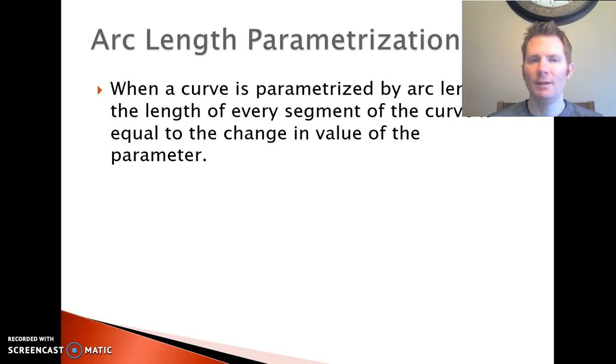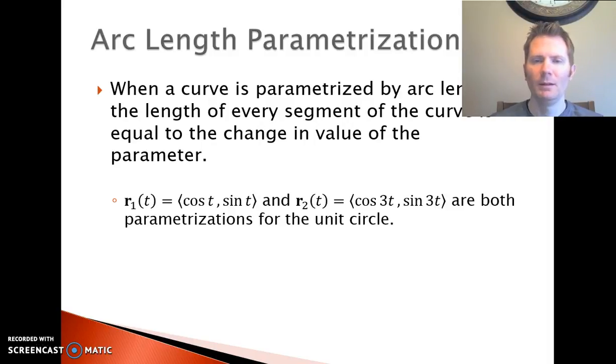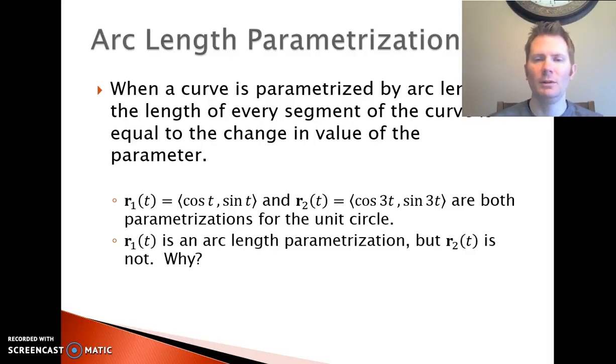So some facts about that. When a curve is parameterized by arc length, the length of every segment of the curve is equal to the change in value of the parameter. Here are a couple examples, one that is and one that is not. Look at r sub 1, cosine t, sine t, versus r sub 2, cosine 3t and sine 3t. Both of those produce the unit circle, but only the first is an arc length parameterization.